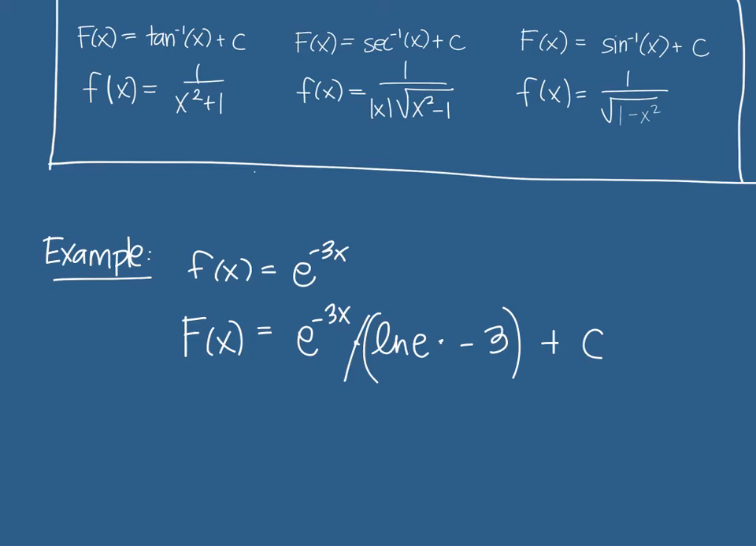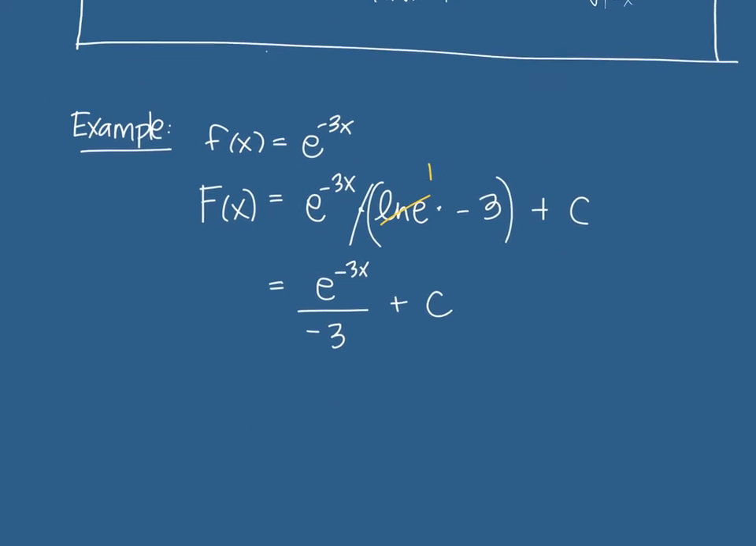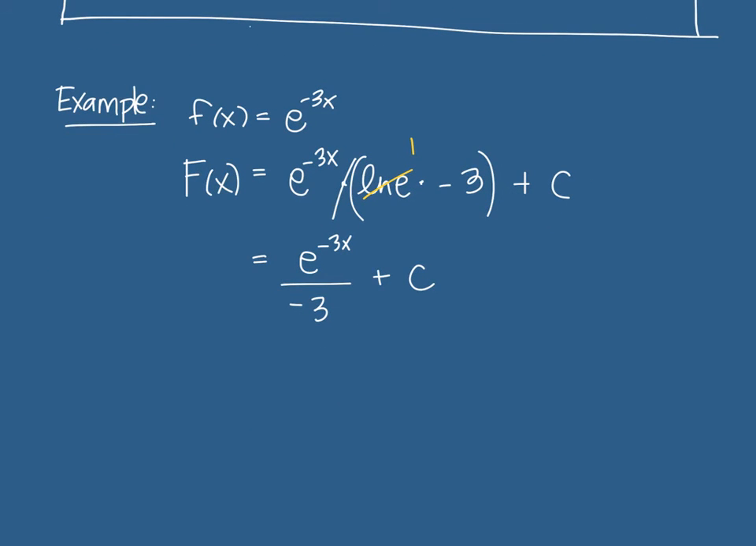Now I can clean that up, because what's ln e always? Our friend Lenny is 1. So this is e to the negative 3x over negative 3 plus c. That's a little bit cleaner way to write that, because the ln of e is always 1. Okay, so these problems should go pretty fast. It's just a matter of practicing how they're going to go.